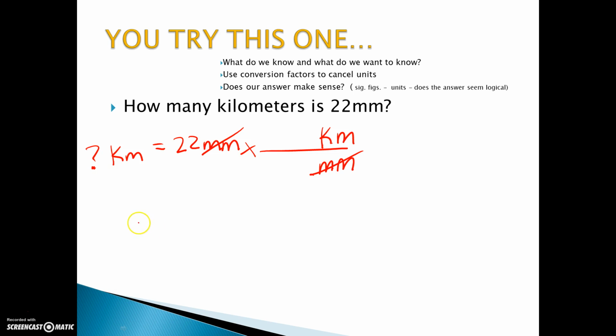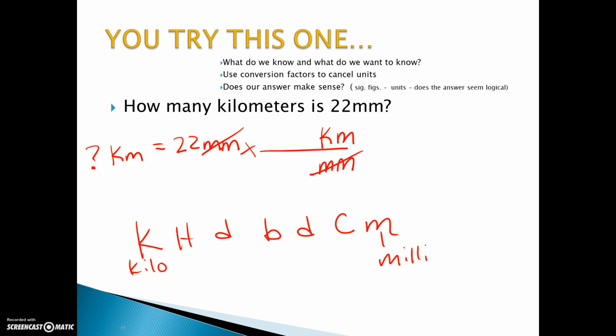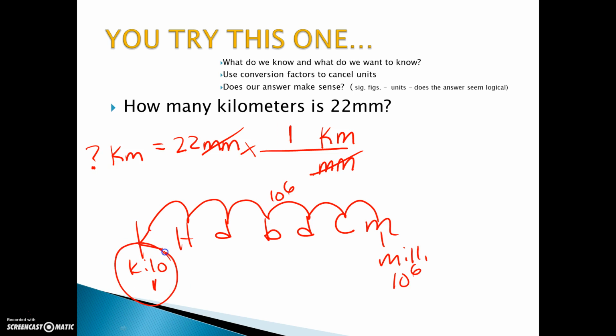Looking at my mnemonic device, King Henry died by drinking chocolate milk, I'm going from kilometer to millimeter. So I've got to count how many over that is. 1, 2, 3, 4, 5, 6. This is a 10 to the 6th difference. That's the number that goes with my right-hand part, my milli. There are 10 to the 6 millimeters in 1 kilometer. So I'm going to put 1 with kilometer, 10 to the 6th with millimeter, because it's 6 over.